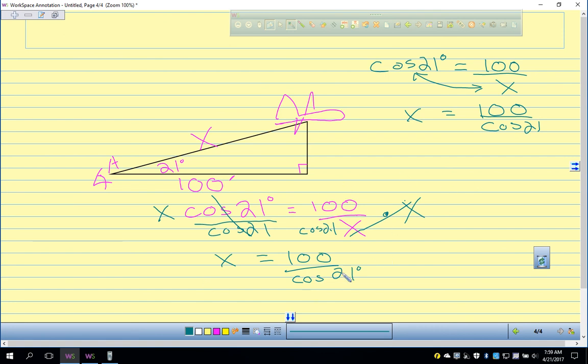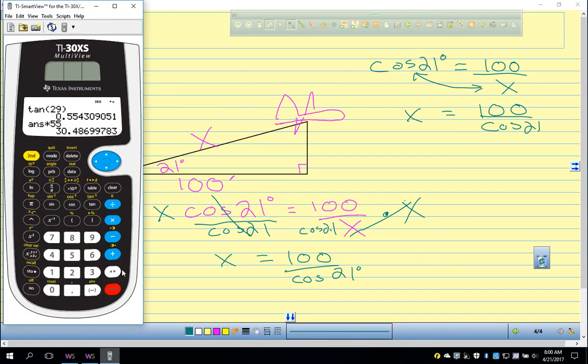So now I could do the math. I could take my calculator, take 100 and divide it by the cosine of 21 degrees, and hit enter, and now I know that this is about 107.1 feet or something like that. Easy enough? It's kind of fun.